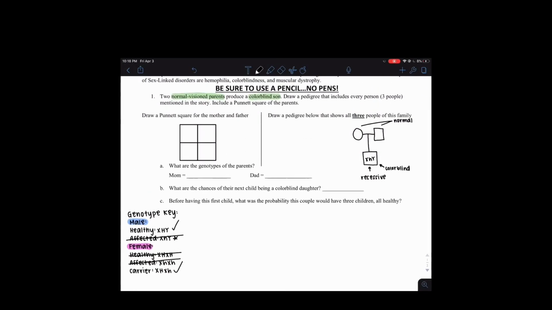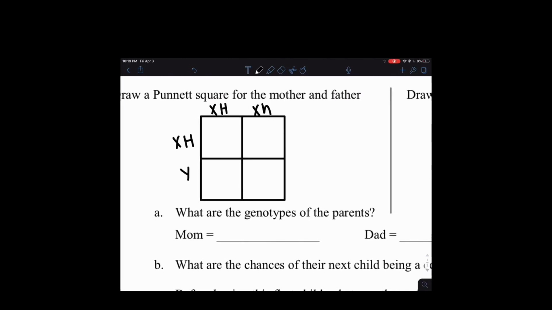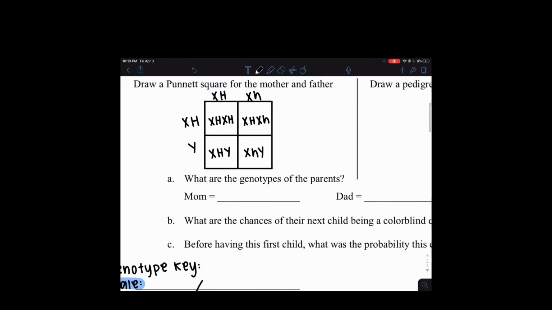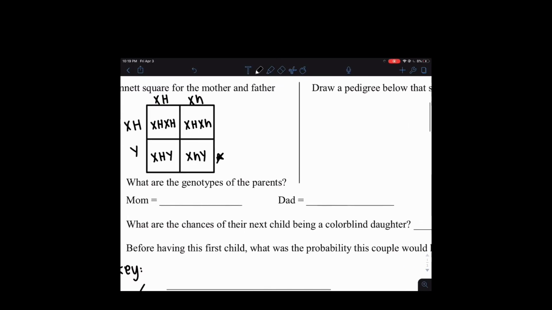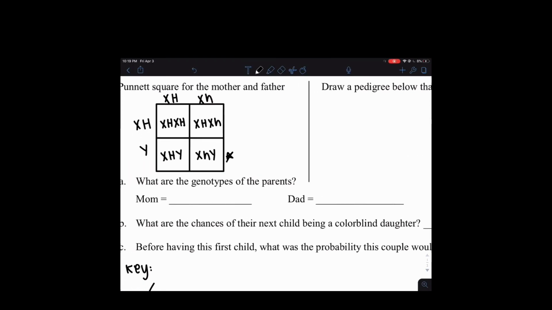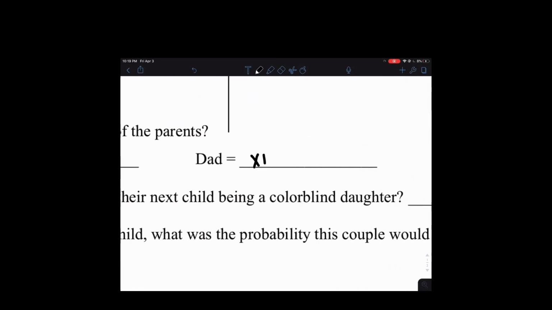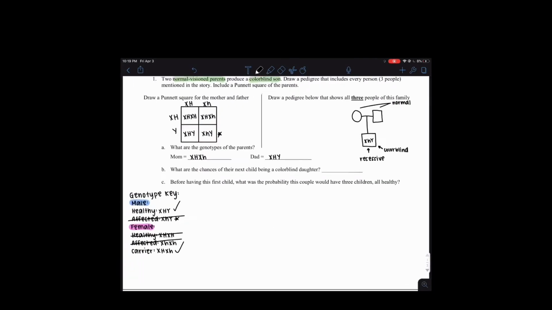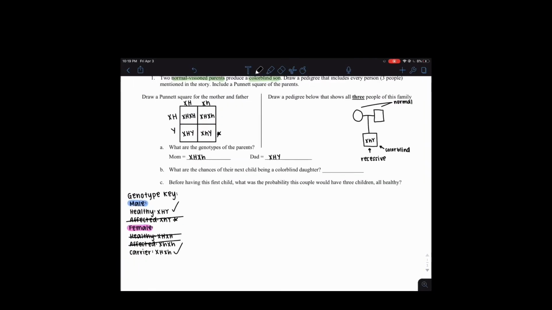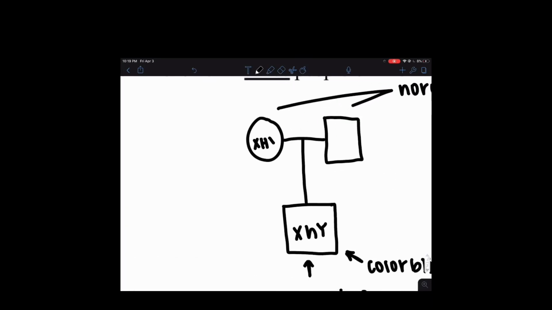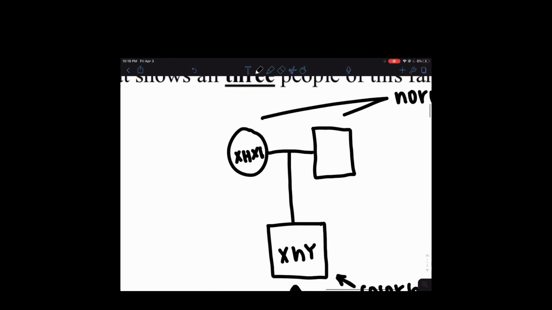So now we can go fill out our Punnett square. On the top we have a carrier mother, and on the left we have a healthy father. After filling it in, we know that we have a healthy female, a carrier female, a healthy male, and an affected male. So the genotypes are X capital H, X lowercase h for the carrier mother, and X capital H Y for the healthy father. Now we can just fill in our pedigree with that information to complete it.